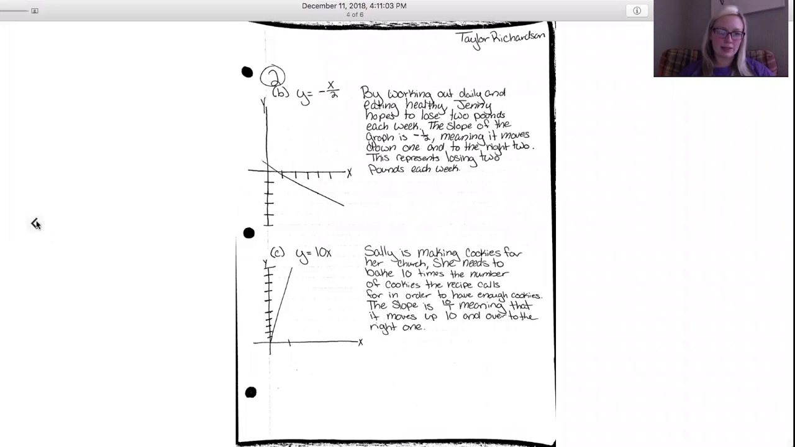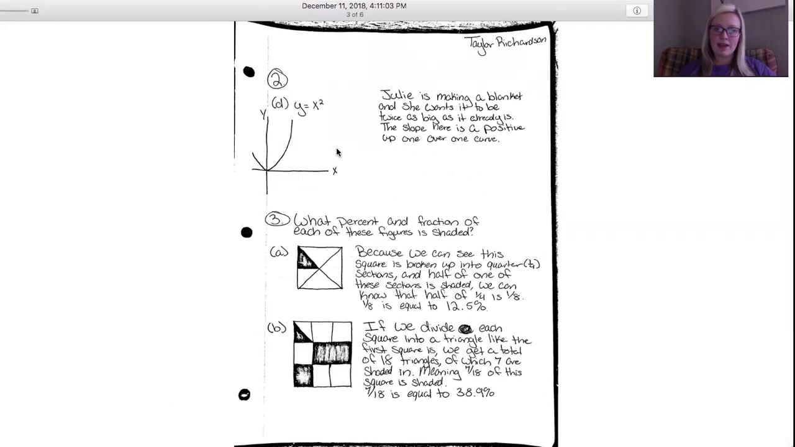And now we'll go back and do part D. And the equation we're given is y equals x squared.